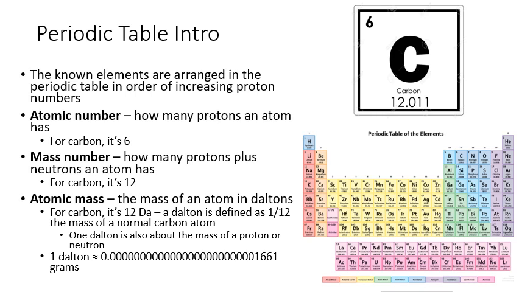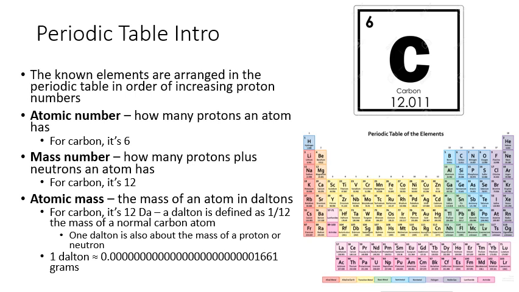Then you also have the mass number, which is the protons plus the neutrons in an atom. So it's basically how many particles are inside the nucleus of the atom. For most atoms, unless it's hydrogen, the number of neutrons will be the same as the number of protons. So for carbon, if you have 6 protons, that means you also have 6 neutrons, and if you add them together, you get 12. So the mass number for carbon is 12. The only exception to that rule, again, is hydrogen, which doesn't have a neutron, so its atomic number is 1, and its mass number is also 1.